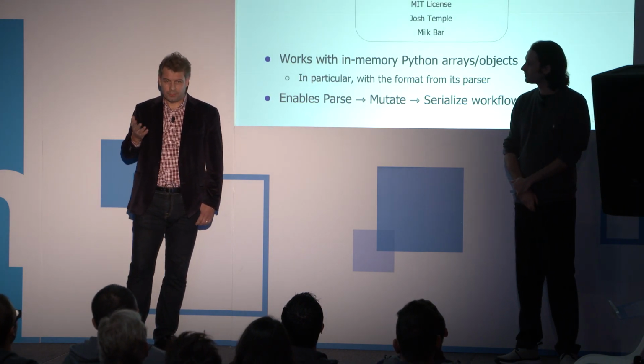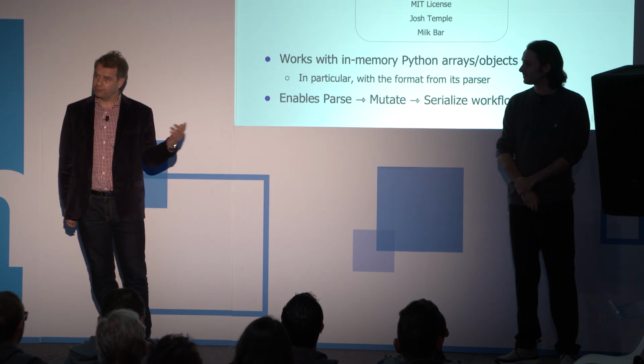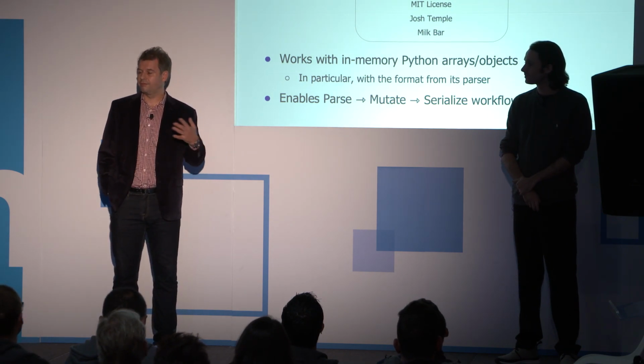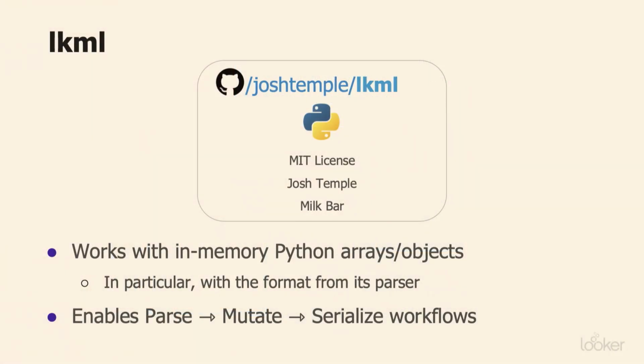So first up is Josh Temple's LookML, you just heard about. Once you've read that, you parse the file, you have some JSON representation, Josh has added the ability then to write that back out to file. So in that intermediate step, you can mutate the data. So it allows you to parse it, mutate, and serialize it. Currently, there's no validation, so the best workflow is to use it with the parser, so it has the correct internal representation, and then use it to write out.